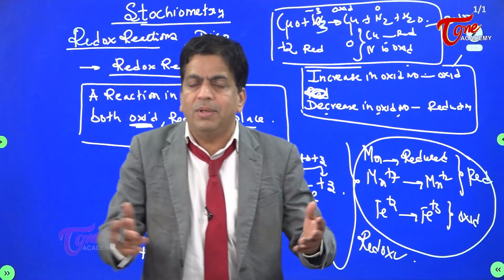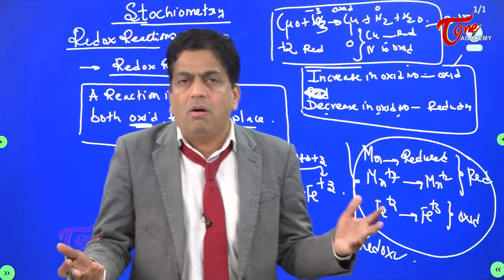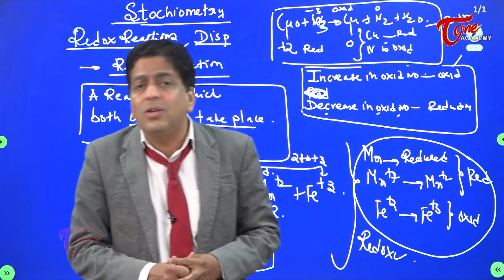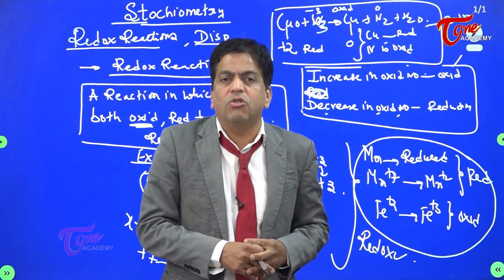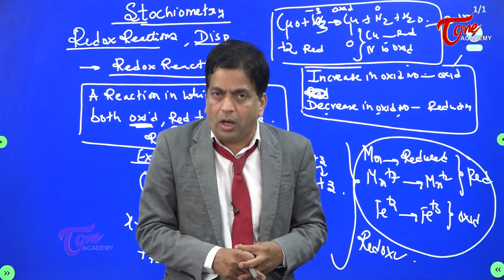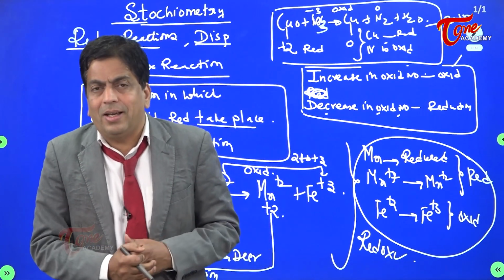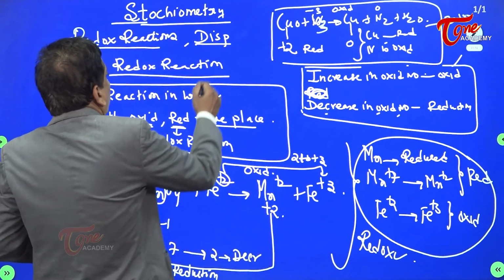All the reactions that happen in galvanic cells are all redox. One is oxidized, the other is what? Reduced. So these are all oxidation reduction reactions, which are otherwise called redox. Right? You have another category, that's nothing but disproportionation reactions.